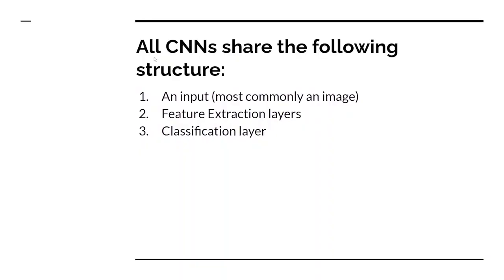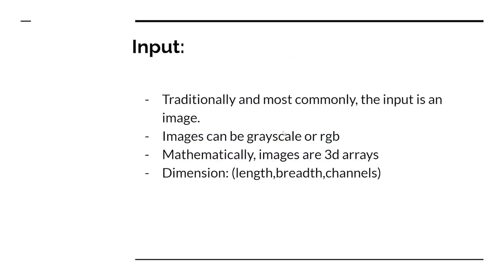So to start off, all CNNs have the following high-level structure. There's an input layer, there's a feature extraction layer, or there could be multiple feature extraction layers, and there's a classification layer. CNNs are used in image classification, so naturally, the input to a CNN is images. Images can be grayscale, black and white, or RGB, or more commonly color images.